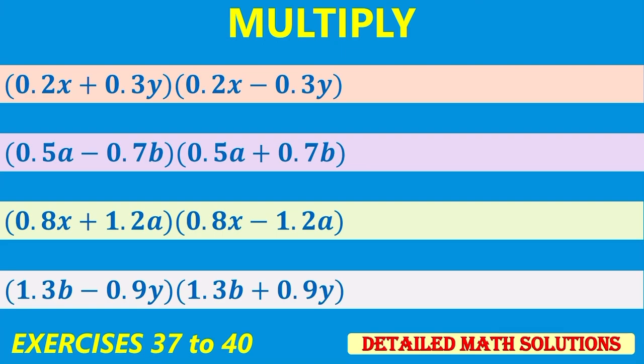Next, I'm going to multiply the remaining 4 binomial pairs and apply the special product formula for sum and difference of the same terms.